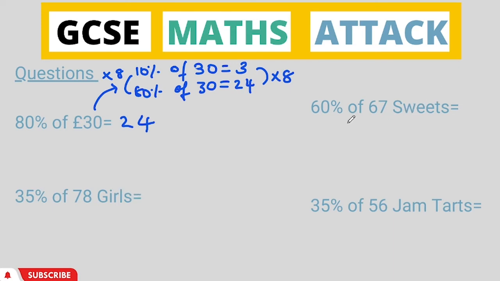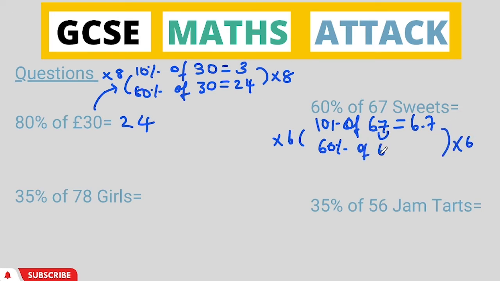60% of 67. Right, again, start with 10%. 10% of 67 is, here's your invisible decimal place, you're going back by 1, 6.7. 60%, you're going to need 6 lots of 10, so times by 6. You're going to do the same thing on the other side. So 6.7 times 6 is going to be 40.2. Now, if you don't know how to multiply by decimal places, please do check my videos. I have done a video based on multiplying decimal numbers.